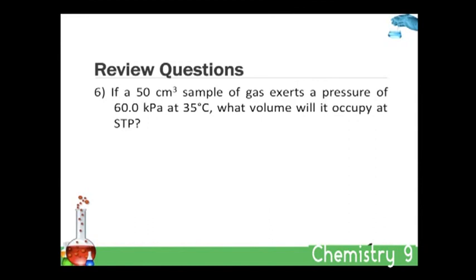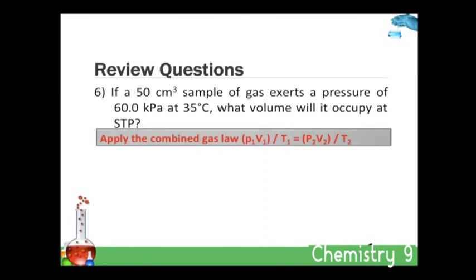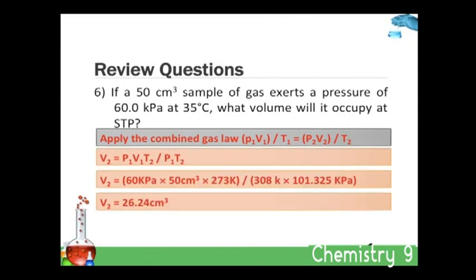If a 50 cubic centimeter sample of gas exerts a pressure of 60 kilopascal at 35 degrees Celsius, what volume will it occupy at standard temperature and pressure? First, apply the combined gas law, then solve for V2. The answer is 26.24 cubic centimeters.